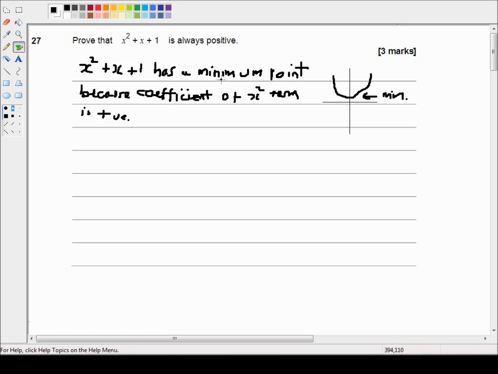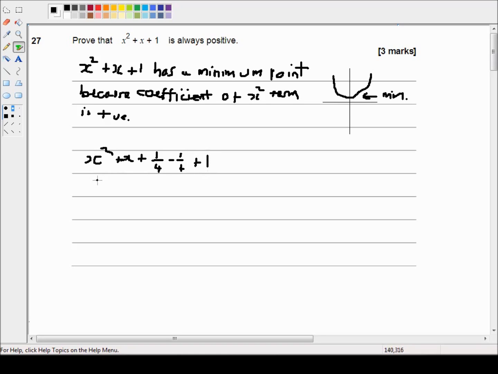So now I need to find the minimum point. Well, I would just complete the square to find the minimum point. I would say x squared plus x plus 1/2 squared, or 1/4. A half times a half is a quarter, and because I've added a quarter, I've got to subtract a quarter, and then I can add the 1.